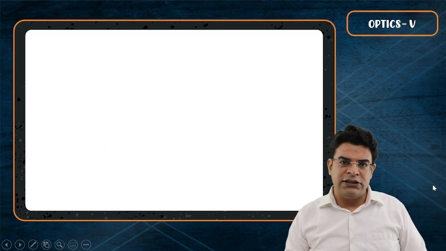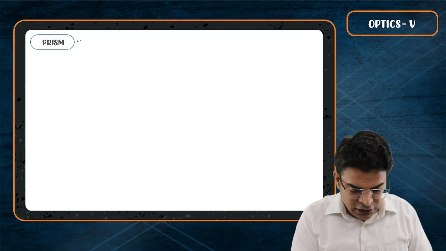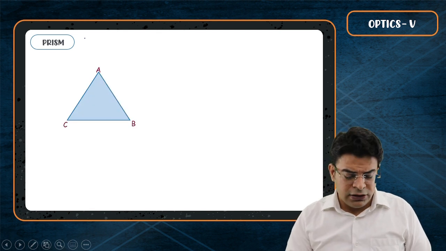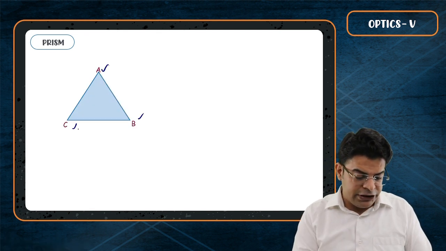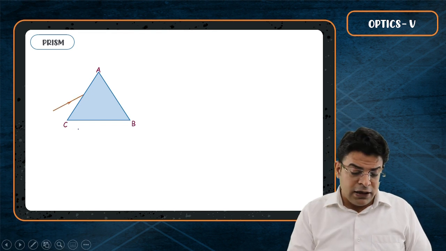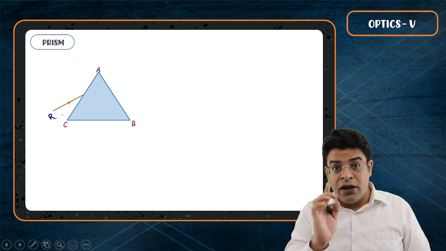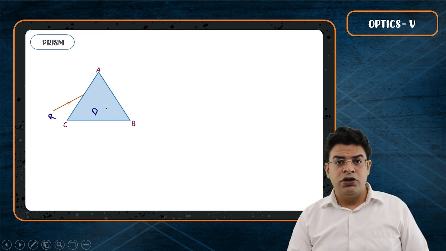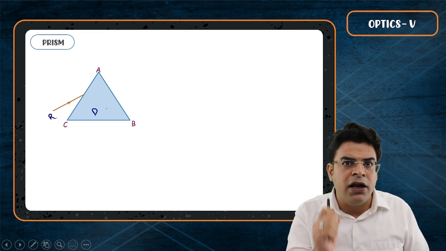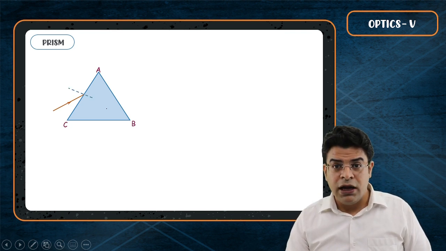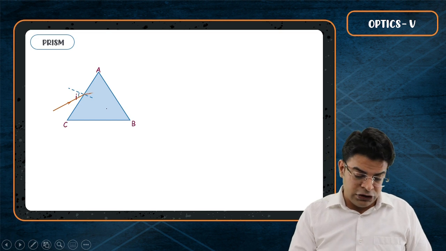So now let's start the hero of the hour, that is prism. Let's say you have a prism and the three corners are A, B and C, and a ray of light comes and hits it. The ray of light is moving in a rarer medium and now trying to get inside a denser medium. So what will happen? The ray of light will bend towards the normal. So visualize the normal at the point of refraction, and this ray of light will bend towards the normal.